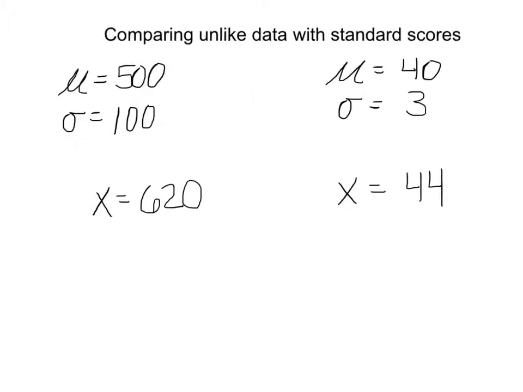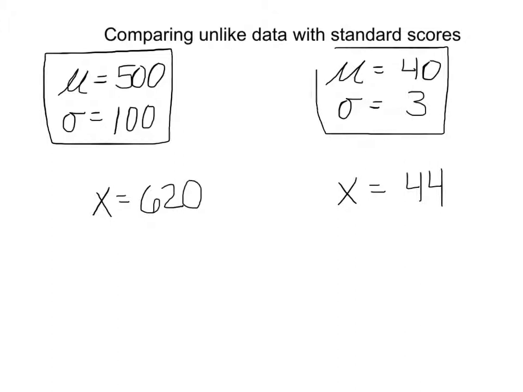Say, for example, now we have two data sets, and they're scored on different levels. So you take a test that has an average score of 500 with a standard deviation of 100, for example the SATs, and then you take another test, but this test has a mean value of 40 and a standard deviation of 3. And we know in both cases I can't compare the scores that I earned, the 620 and the 44, because they're on different levels.